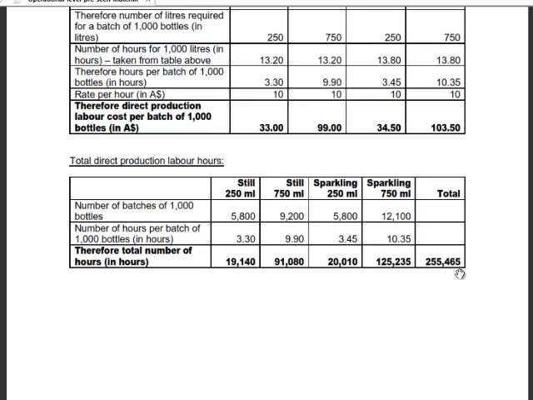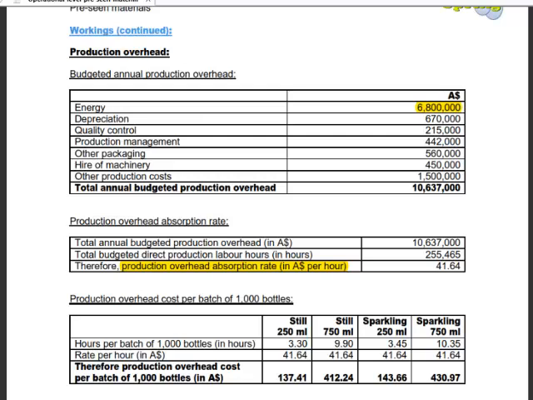The calculations on the face of it look okay, but it might be a good idea if we were to reproduce these calculations in Excel or something, just to make sure we understood them. The next page deals with budgeted annual production overheads, and this to me is an area of great concern.